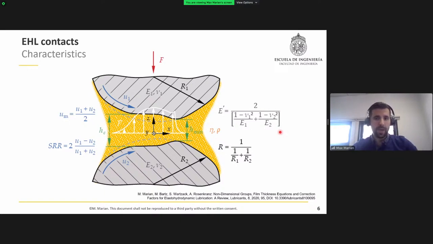Further, the kinematics influence the contact behavior, namely the velocities U of the contacting partners, for which we can calculate some characteristic properties like the hydrodynamically effective velocity UM and the slide to roll ratio SRR. And finally, of course, as relevant lubricant properties, we have the density rho and the viscosity eta of the fluid that determine the contact behavior.